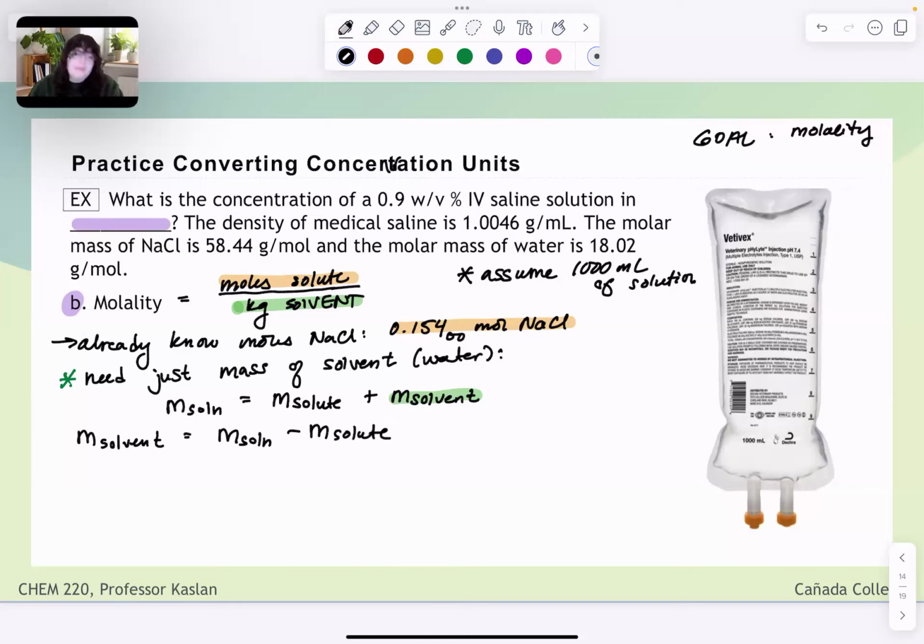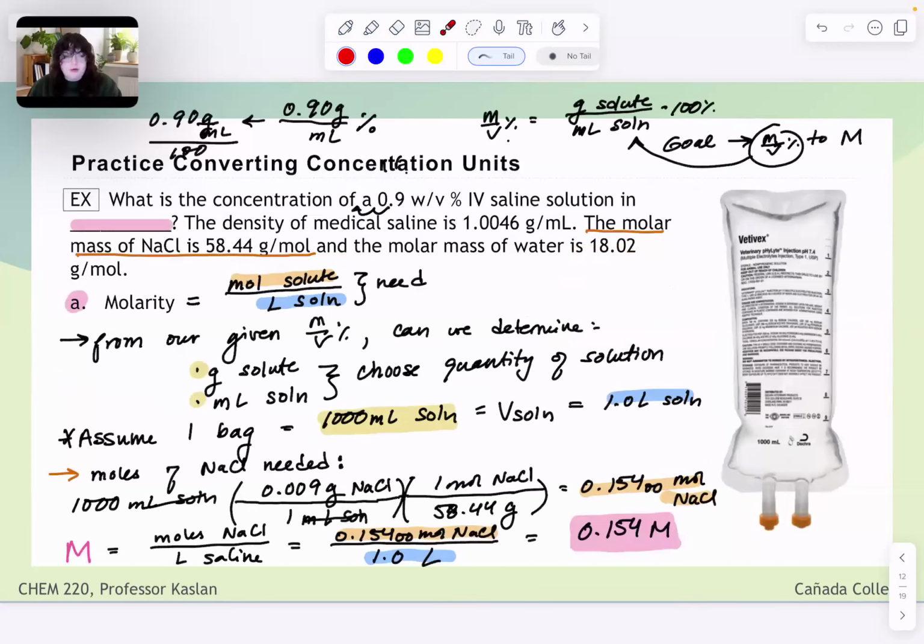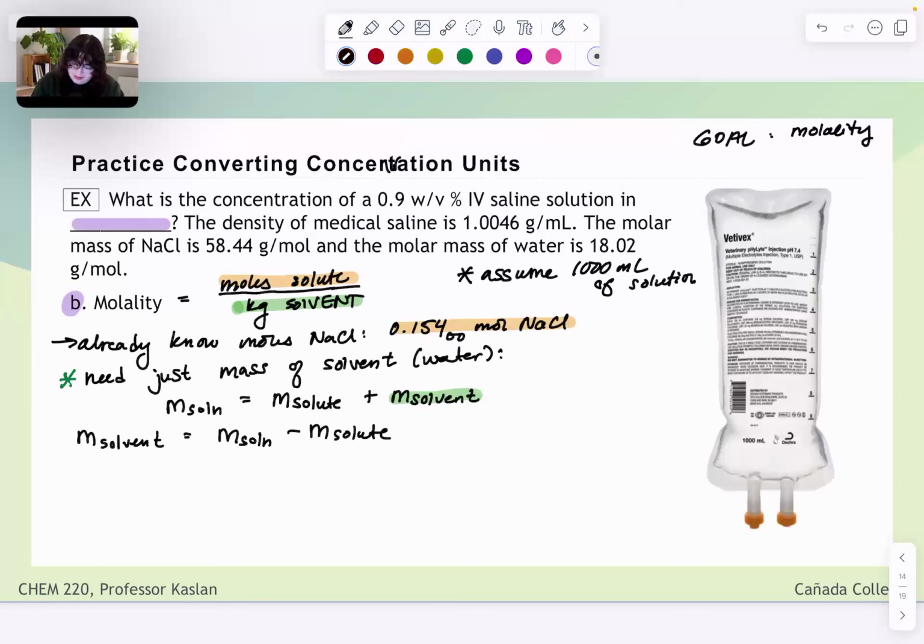And again, chemists are cheap and lazy. Where did we get our moles of sodium chloride from when we assumed we had 1,000 mLs of solution? Going back to our prior work, we know the mass of sodium chloride from our mass volume percent. So we already know how many grams should be present. So let's rewrite it. But the idea is once you have made an assumption, stick with it. Reuse the information that you know about the extensive properties of that solution.